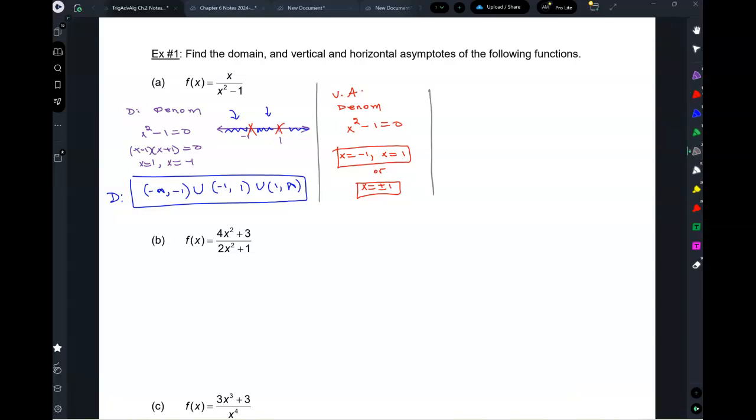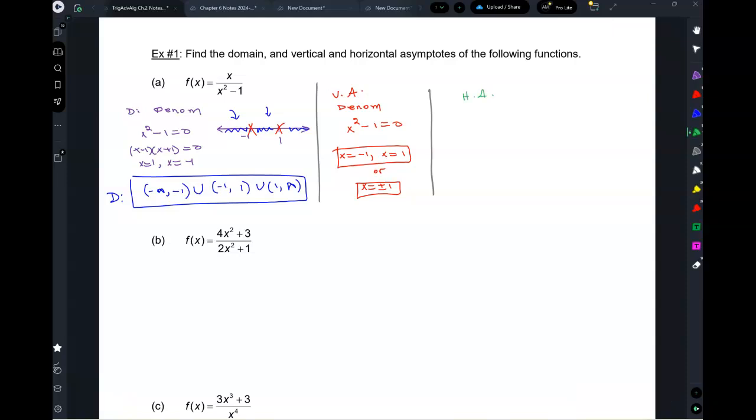If you don't want full credit and you're fine with just getting partial credit, then you can just say ±1. But that is always half credit, right? Because you don't have the x equals. Okay? All right. Lastly, we want to do horizontal asymptote.